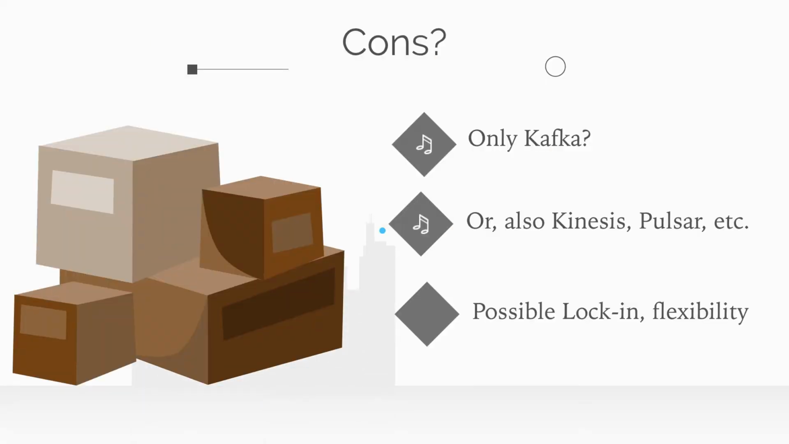So are there any cons? Are there any cons with choosing Kafka Streams as your stream processor? Well, if you're only using Kafka, it should be fine for input and output. But if you're also using other distributed logs like Kinesis or Pulsar, you won't be able to use it as of today or at the time of this recording. It's only for Kafka.